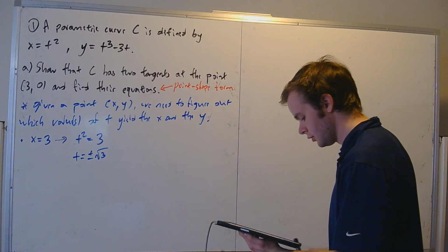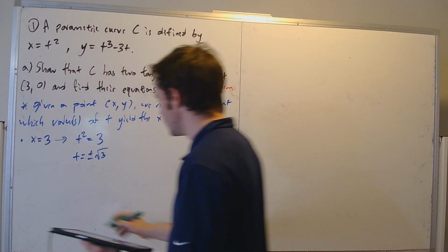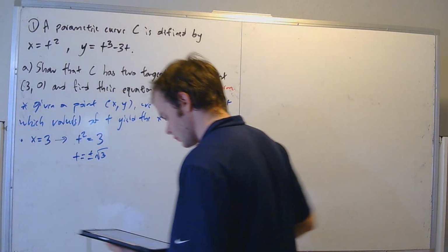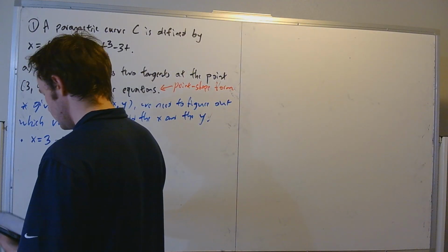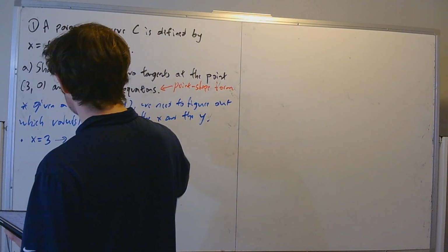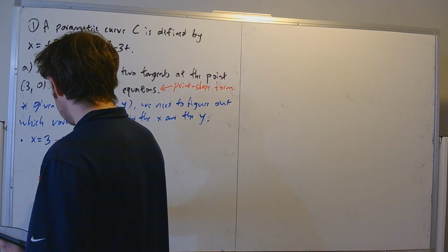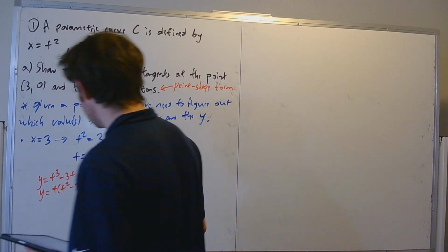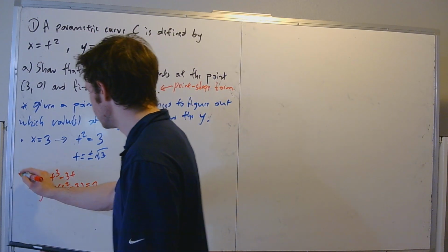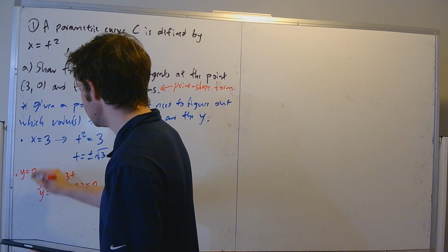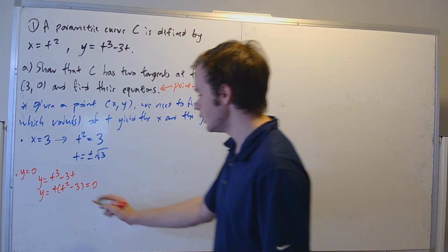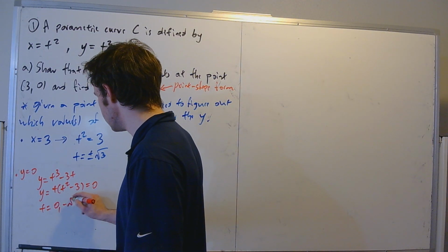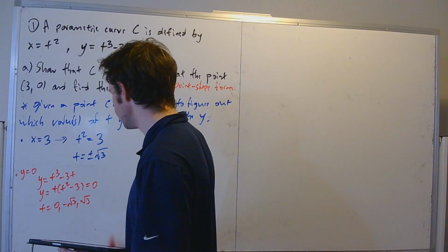But if that's cubed, we know that y equals t cubed minus 3t. So that means y equals t times t squared minus 3. And if we know that that's equal to 0, so this is the case when y equals 0, then either t is equal to 0 or negative root 3 or positive root 3.